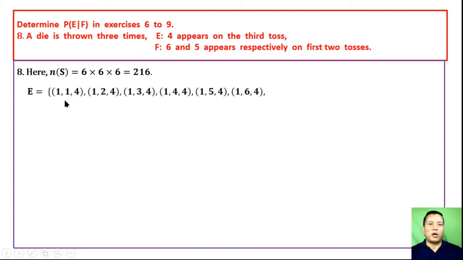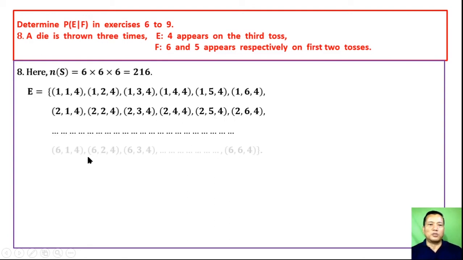And E, where 4 appears on the third toss, has outcomes 1 1 4, 1 2 4, 1 3 4, 1 4 4, 1 5 4, 1 6 4, then 2 1 4, 2 2 4, 2 3 4, 2 4 4, 2 5 4, 2 6 4, and so on up to 6 1 4, 6 2 4, 6 3 4, 6 4 4, and so on. There are 36 such outcomes.